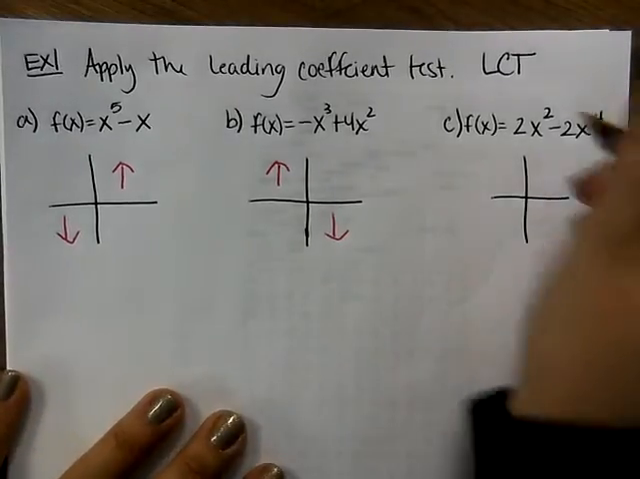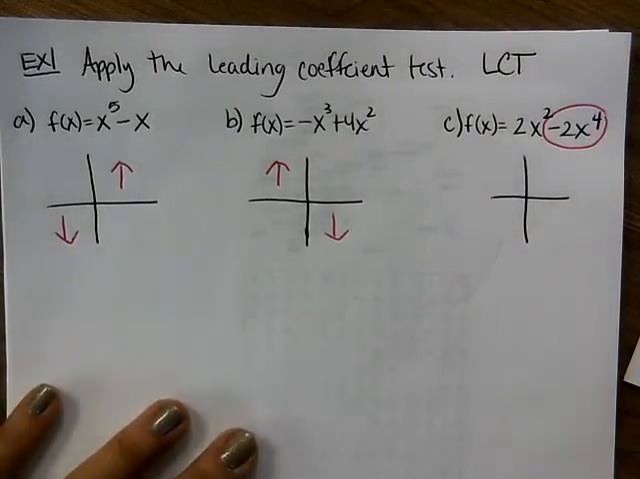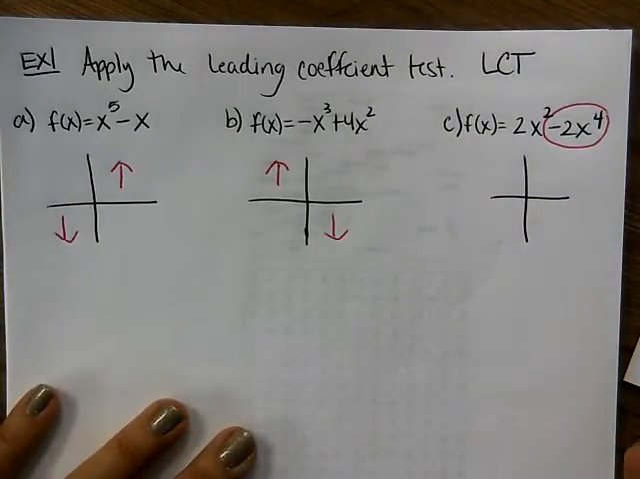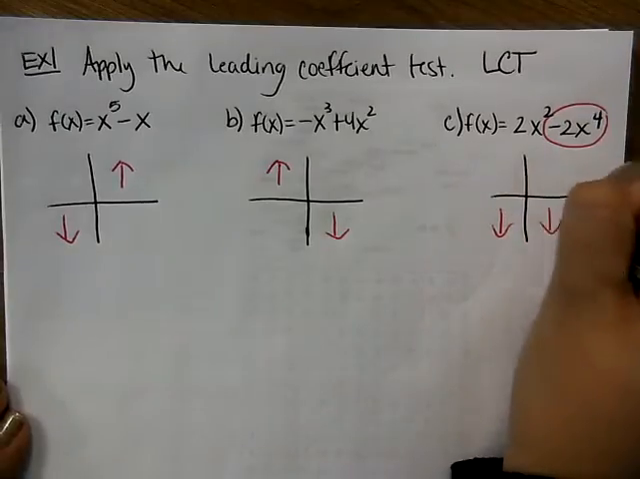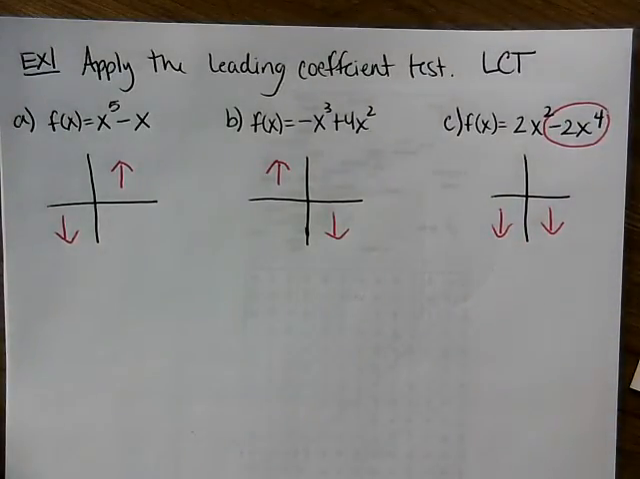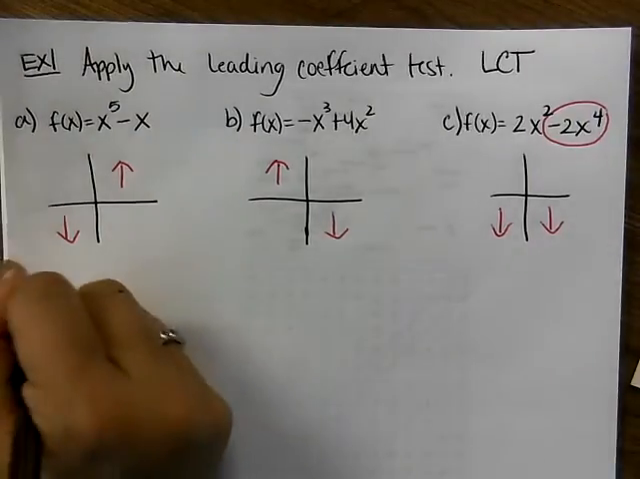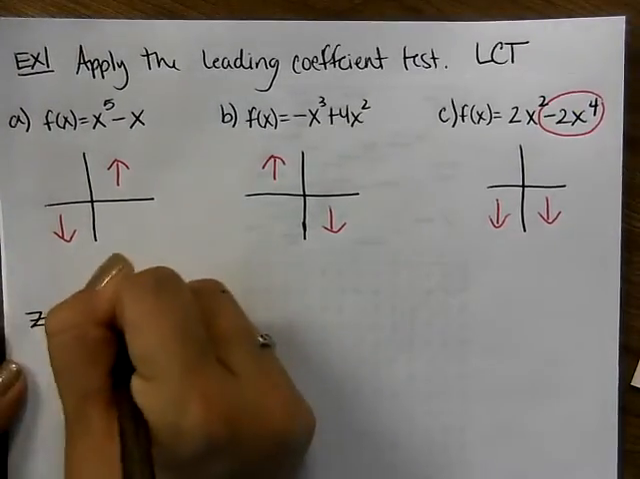Now, when you did C, did you notice that the negative 2x to the 4th was actually the highest degree term? This wasn't in standard form. So you have to pay attention to a little thing like that as well. And then that would make this fall to the left, fall to the right. Can everybody do the leading coefficient test? Great. Okay, moving on. Let's talk about zeros of a polynomial.